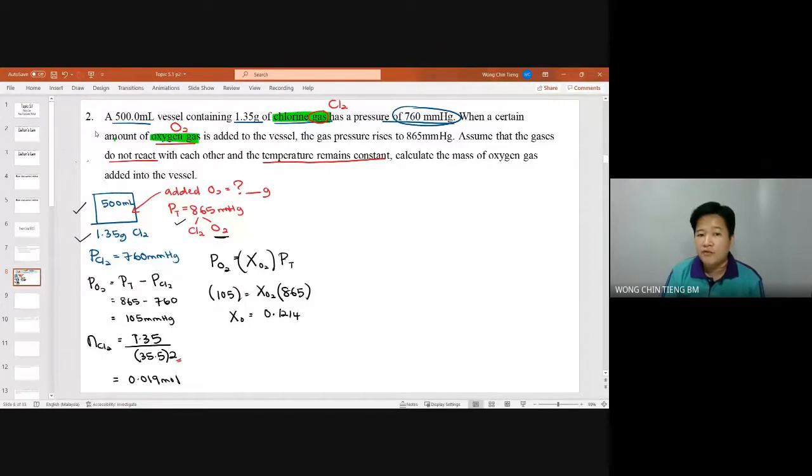And once you got the mole fraction of oxygen, we know that the mole fraction of oxygen is actually the number of mole of oxygen over the number of mole total. Right? And saya nak cari number of mole oxygen. But the problem, we don't have the number of mole total. So how can I find? How can I proceed, human? What do you do next?